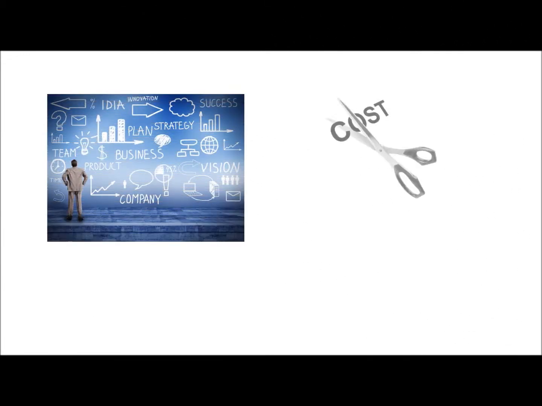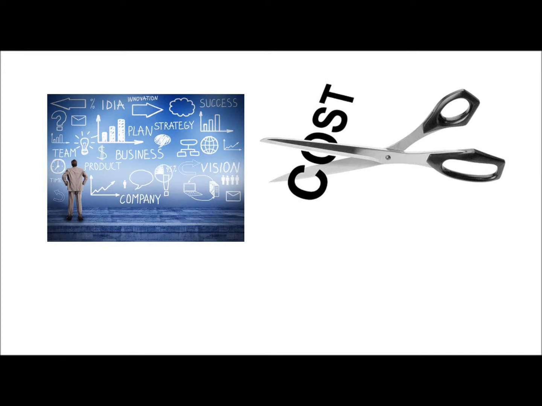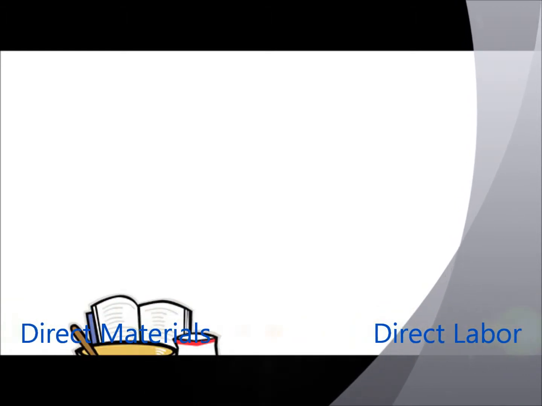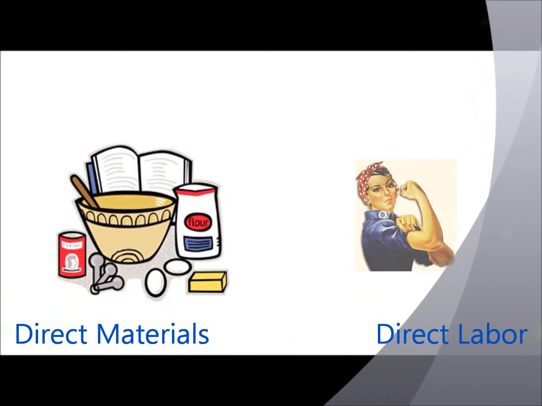Because assigning costs to products can be a challenging task, companies divide and classify production costs into two categories: assigned costs and allocated costs. Direct materials and direct labor fall into the assigned cost category because they can be conveniently traced to products.